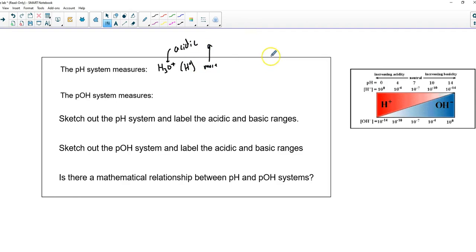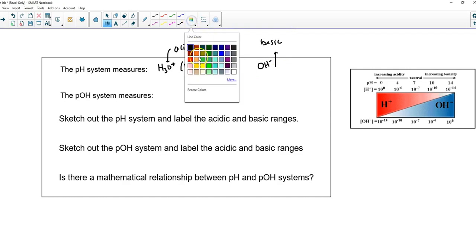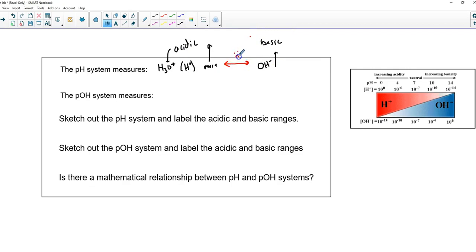Okay. Well, if you want it to be basic, then the basic chemical is the hydroxide ion. And of course, the more of this you have, the more basic you are. These two guys, they don't like each other at all. They fight like cats and dogs, and they will annihilate each other. They will react in what's called a neutralization reaction.